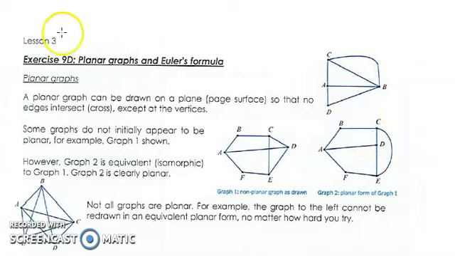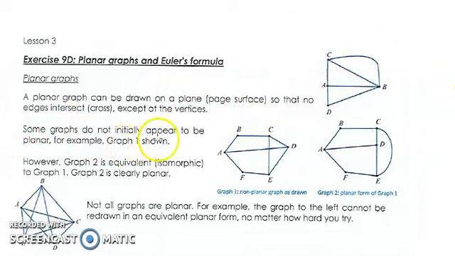Anyways, a planar graph can be drawn on a plane. So we're looking at a graph that can be drawn on a plane, a flat surface, so that no edges intersect or cross each other, except obviously at the vertices. So right here, this is an example of a planar graph. All the vertices are separated and there are no intersections between the lines or the edges.